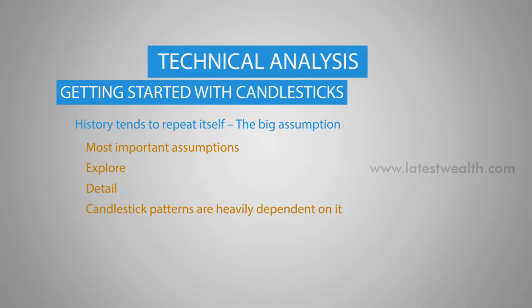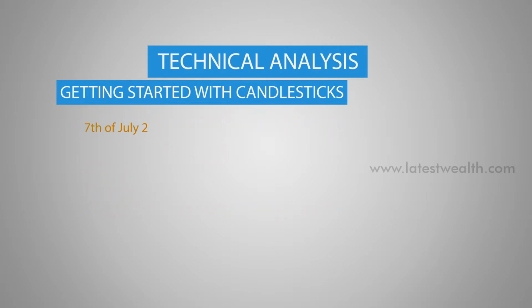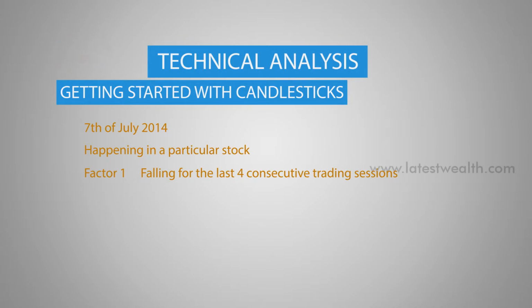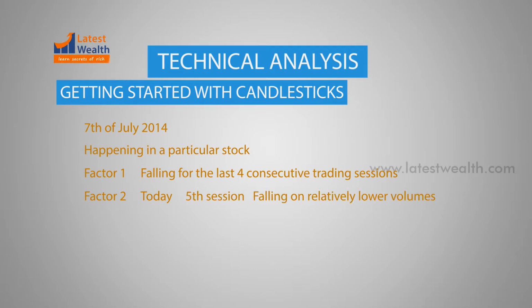Let us take an old date, even though it is 2019, let us go back. Assume today's date is 7th July 2014. There are a few things happening in a particular stock. Factor 1: the stock has been falling for the last 4 consecutive trading sessions. Factor 2: today, 7th July 2014, is the 5th session and the stock is falling on relatively lower volumes. Factor 3: the range in which the stock trades today is quite small compared to the last 4 days.